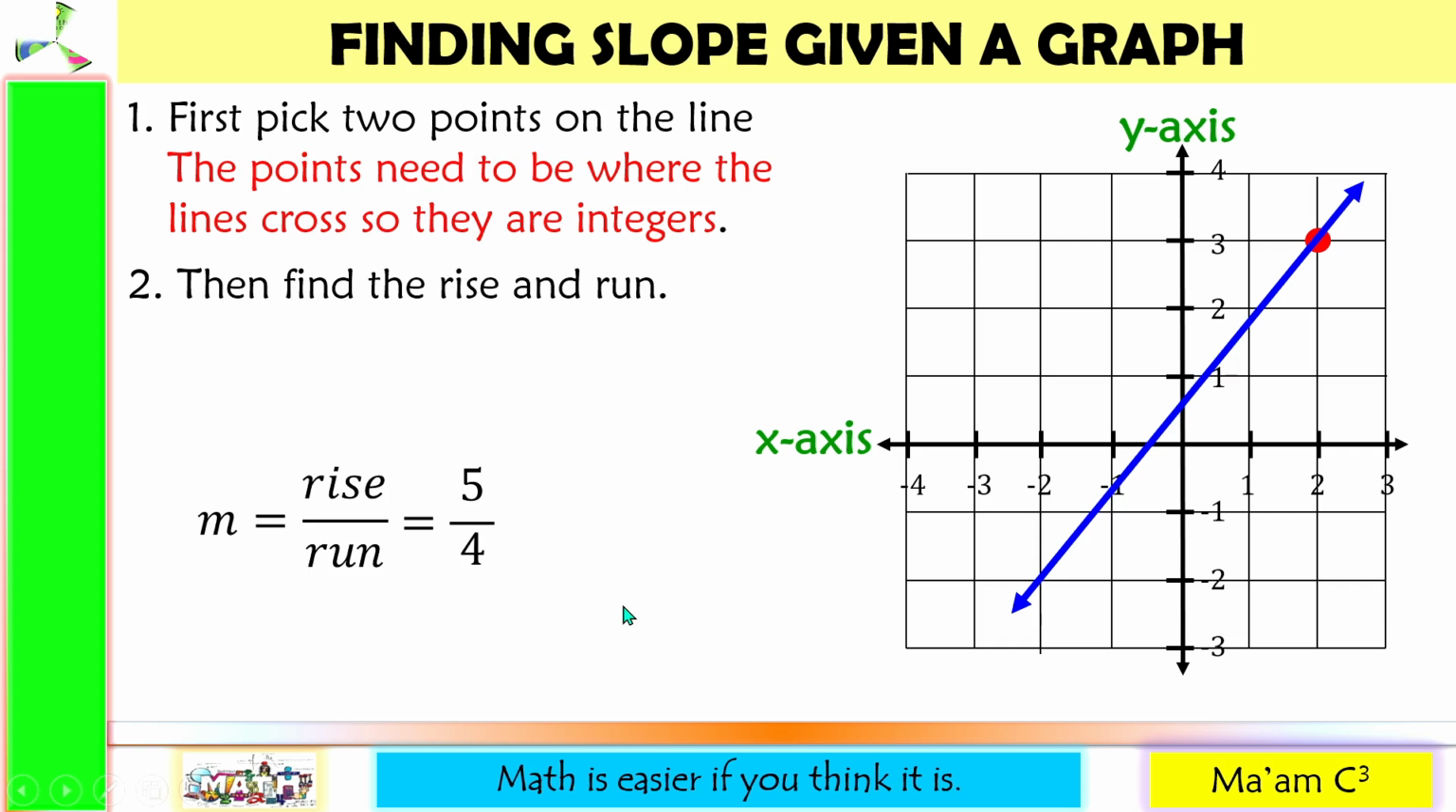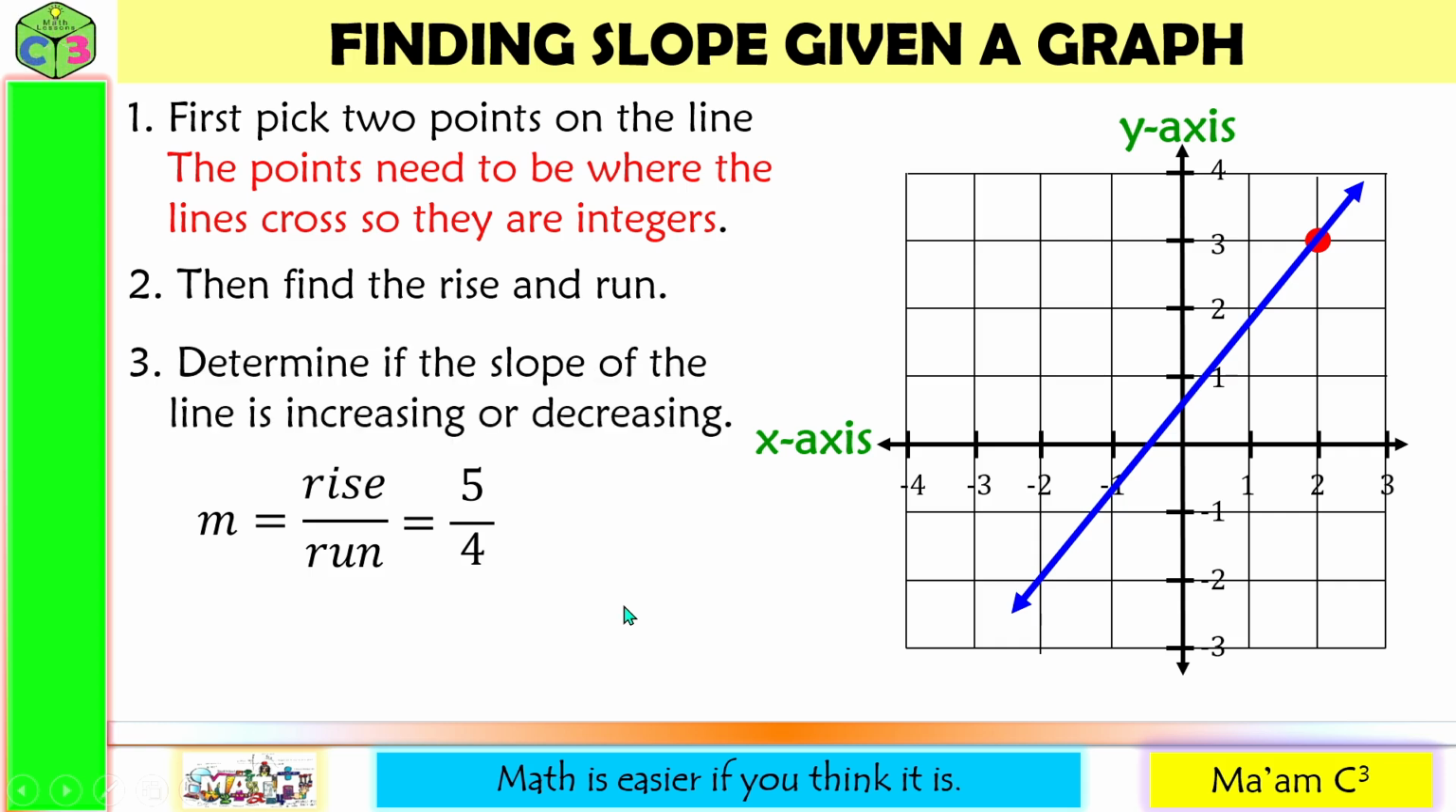Step 3, let us determine if our slope is increasing or decreasing. What is the trend? If the slope is positive like this one, then we have an increasing trend. You might ask me, what if I'll start at this point, not in here? Will I arrive at the same answer?